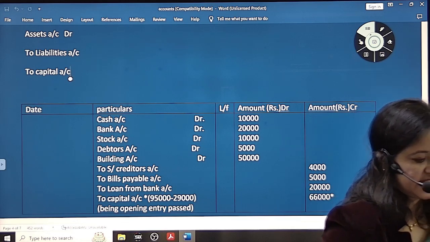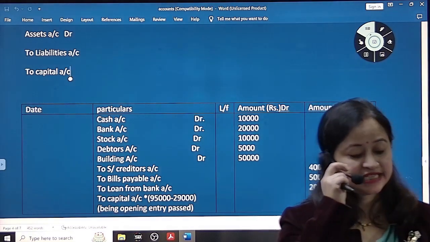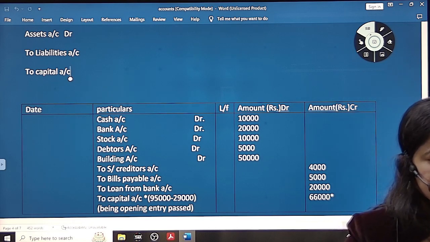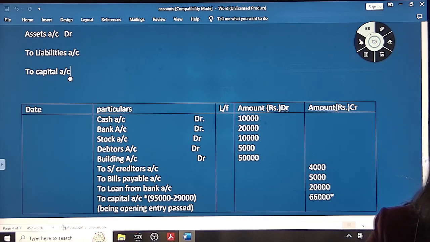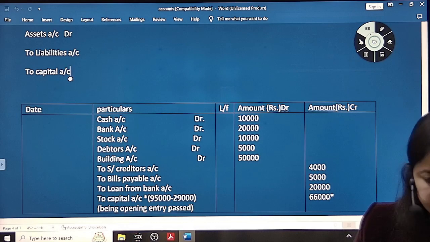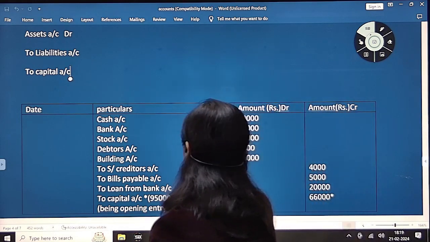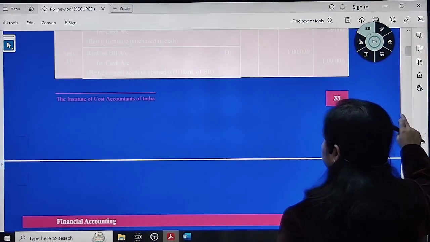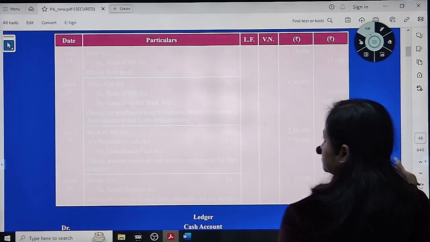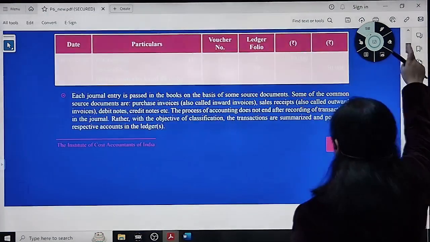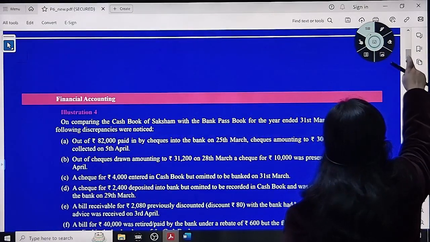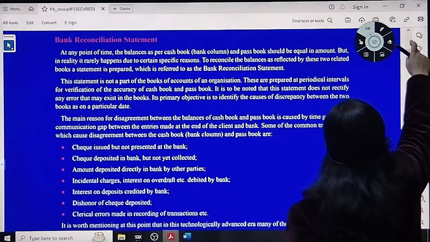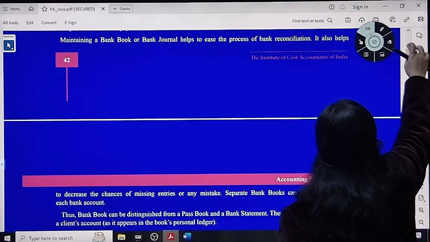Okay, now the students can take out page number 33 from your study material, that is illustration 1. From your study material, we are going to pass journal entries and post them into ledger. So page number 33, illustration 1. You will take out page number 33.